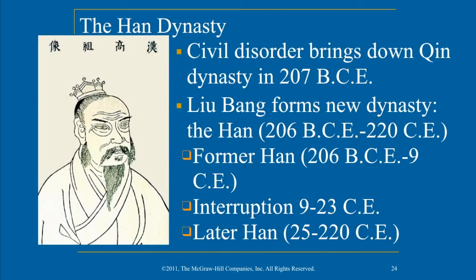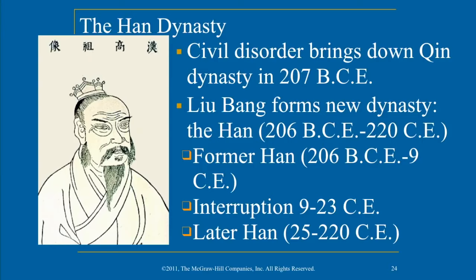Then we get to the Han Dynasty. The civil disorder brings down the Qin Dynasty. You're not a very popular emperor if you're going around promoting a very strict legalism. You're not a very popular emperor if you're killing off a lot of your subjects. You're making 700,000 people build you a giant tomb. And eventually, civil disorder brings down the Qin Dynasty in 207.